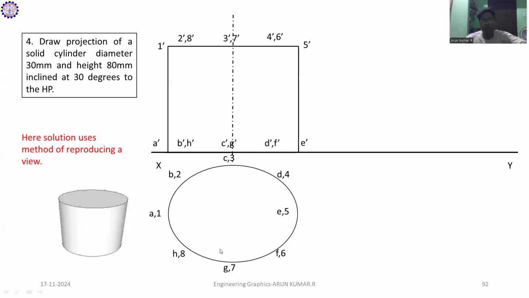So what is the next step? I have to incline the entire prism. I have to incline it to 30 degrees. This axis is making an angle of inclination of 30 degrees with respect to the horizontal, that is the HP plane. So that is the tilt I have to draw in two dimensions.